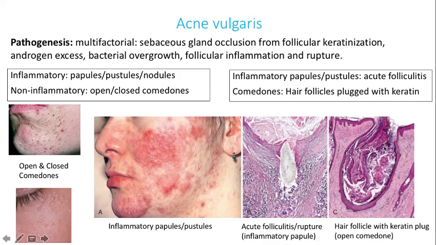So the open comedones, this is an open comedone, open up to the surface, and it's thought that this keratin and kind of sebaceous material, bacterial breakdown products, all of those things get oxidized, and that's why it looks black, like a blackhead, versus a closed comedone, which would also be a dilated, plugged up hair follicle, but it would be closed with epidermis at the top.